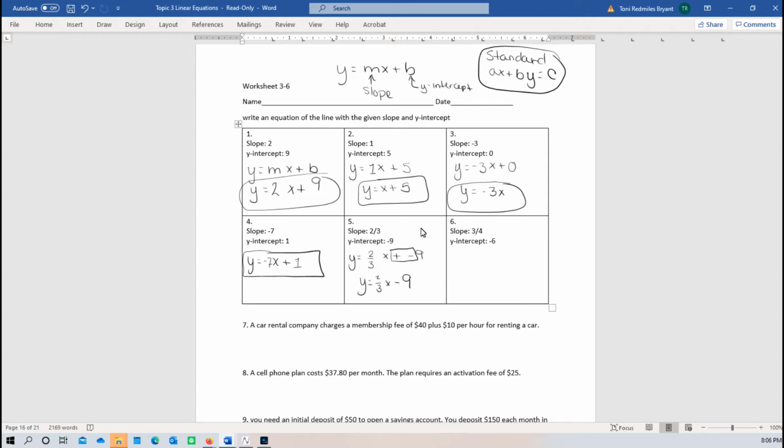And we see that same situation again in 6. We have to put our slope in, but this time we have that -6 again, so we need to clean up the signs and make it y equals 3/4x minus 6.